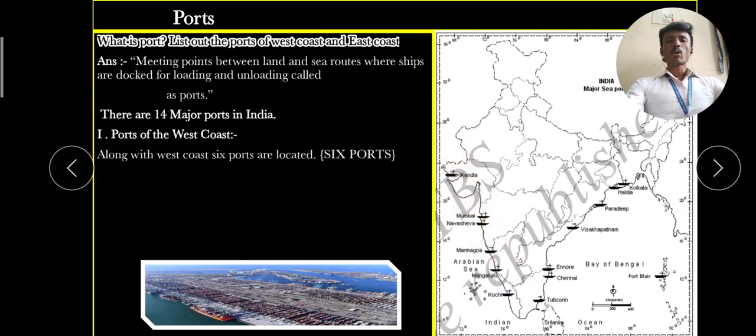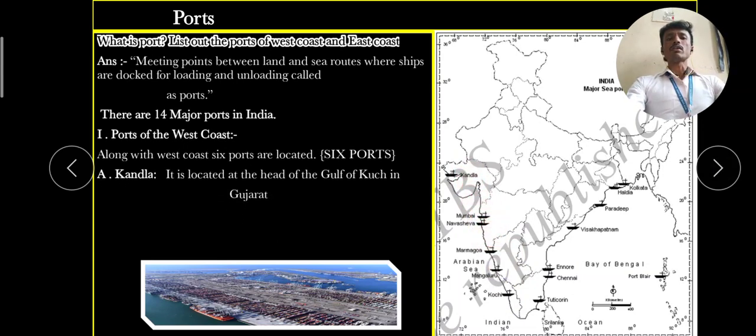Along the west coast we can see only 6 ports. See, 1, 2, 3, 4, 5, 6. Let's see which one is the first. Kandla. So this is Kandla, a map work, very important place. It is located at the head of the Gulf of Kutch in Gujarat. Which one? Kandla. Then another one is Mumbai.